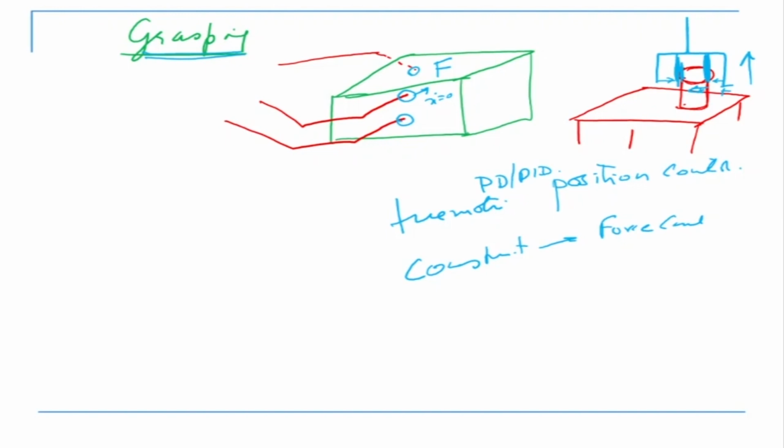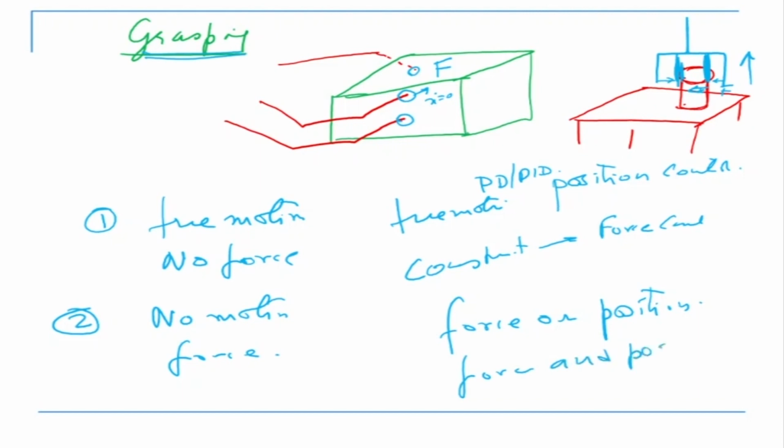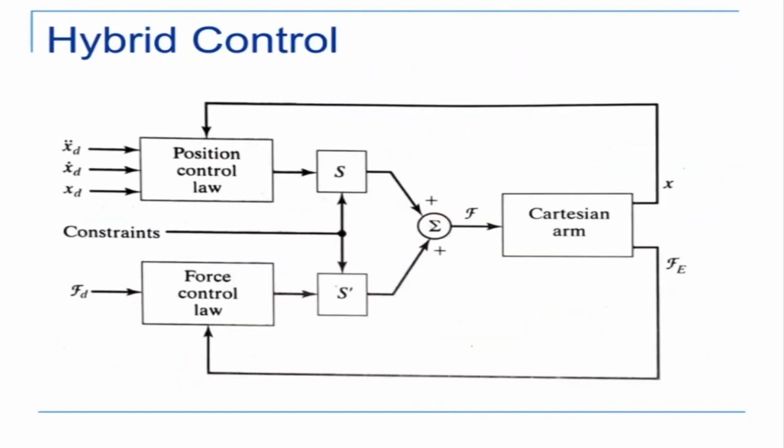So if I say in steps, what were the 2 steps involved? Number 1 was free motion with no force, and the second was no motion with force. So you see it is force or position, not force and position. If you're saying force and position control, these have to be orthogonal to each other, like in the case of grinding. But if you're trying to apply force and position control in the same direction, you cannot do it, because it's a constraint task. So it's force or position, and such controllers which operate like this are called hybrid controllers. They are sometimes also called force position controllers.